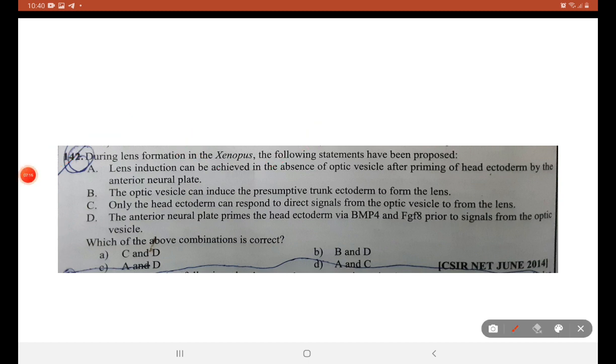In the case of Xenopus, the optical vesicle induces the trunk ectoderm to form lens. The optical vesicle cannot directly induce, there are signalings. B is not correct. A is also not correct, because lens induction can be achieved even in the absence of the optical vesicle. C and D is the right answer.